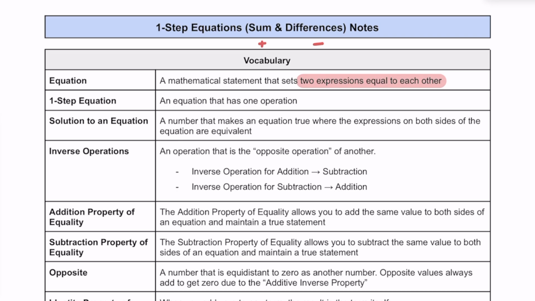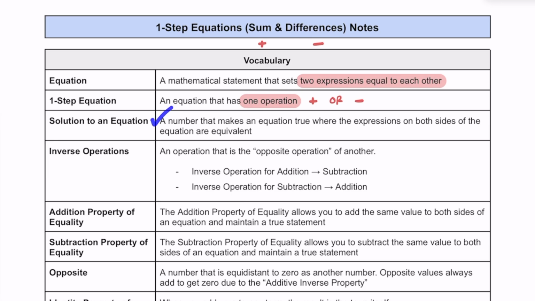Then we have this thing called a one-step equation. Later on, there are ones with more than one step, but we're going to be focusing on just one-step ones here. A one-step equation basically has just one operation. So for the purpose of this lesson, we're only focusing on equations that have one step. Either they're going to have addition as the operation, or subtraction as the operation.